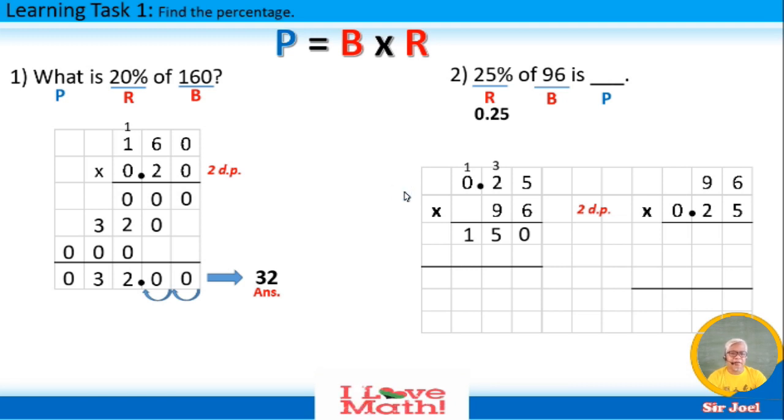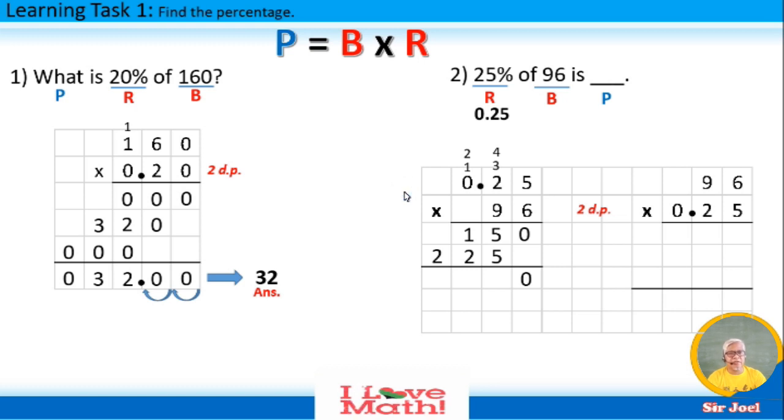Okay? Next, for 9. 9 times 5, we have 45. So carry 4. And then 9 times 2 is 18. Plus 4 is 22. So 2, carry 2. And 9 times 0 is 0. Plus 2 is 2. With this, add lang natin.